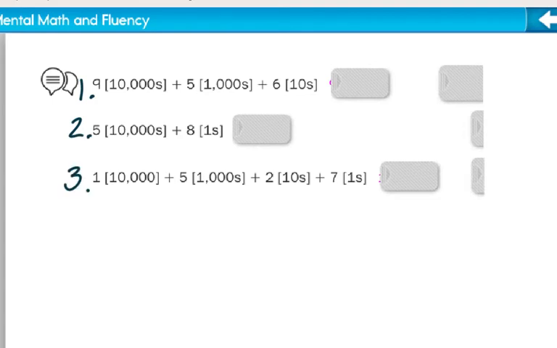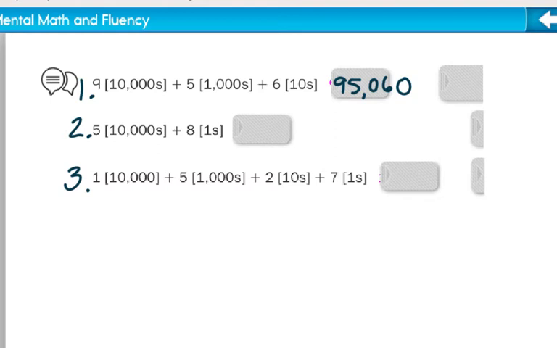This is what we call expanded form. I want you to write what it would be in standard form. So, for example, 9 in the 10,000s place, or what we would say 9 times 10,000, would be 90,000. 5 in the thousands place, or 5 times 1,000. And 6 in the tens place. This, in standard form, would be 95,060.